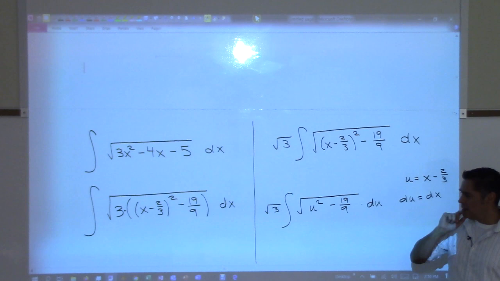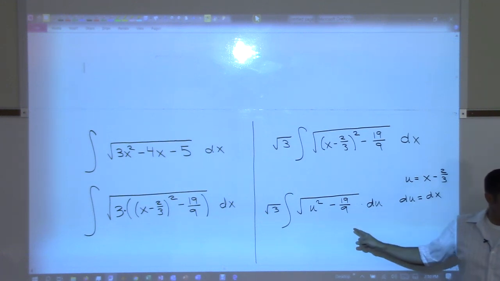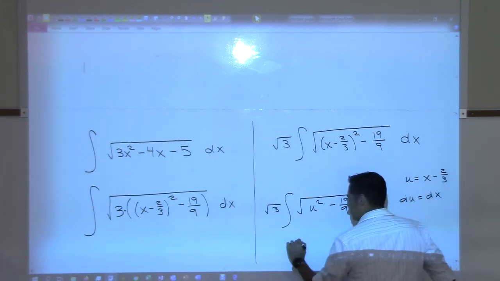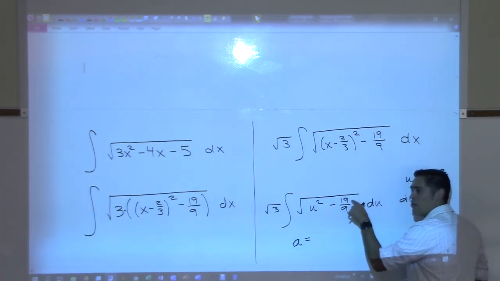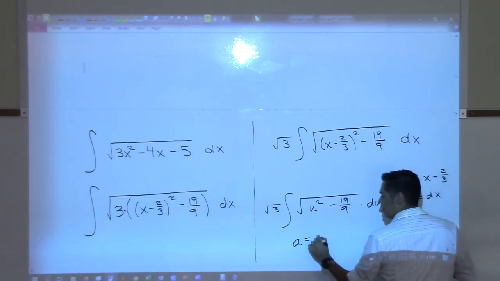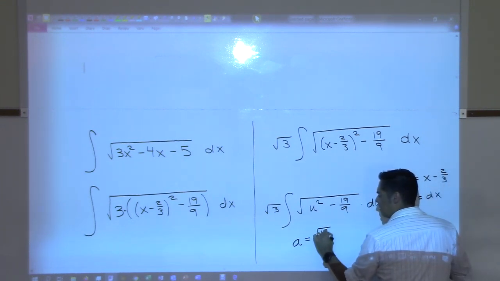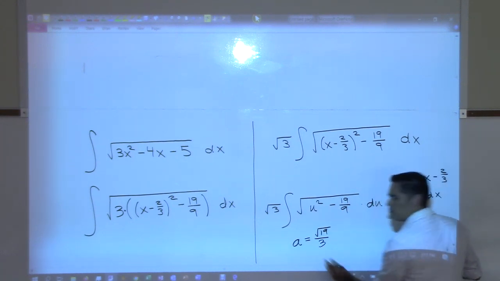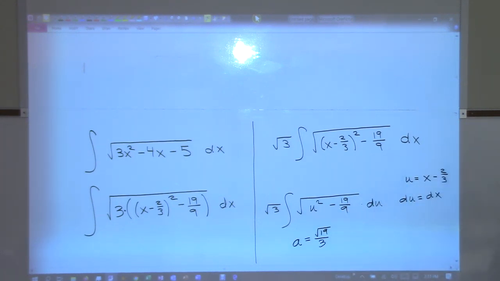A secant theta. Okay, what is a for us here? Negative root 3 over 3. Negative root 19 over 3. Yeah, so a for us is the square root of that number, which you can do the roots separately. Root 19 over 3, root 9, which would be 3, right? Do you all agree that that's what a would be? Yes. It's just the square root of that number. It's ugly, but that's what it is.